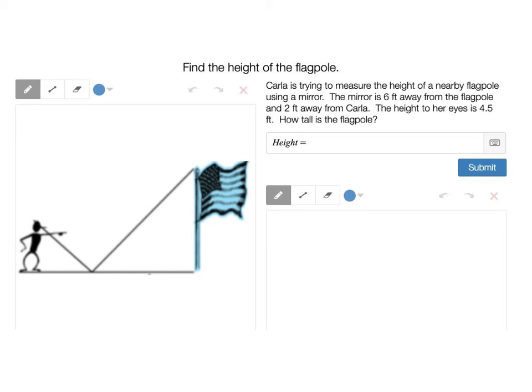Carla's trying to measure the height of a nearby flagpole using a mirror. I can tell you this is the mirror between Carla and the flagpole. The mirror is 6 feet away from the flagpole. Whenever we talk distance, we mean straight to the base of it. So this is 6 feet, and it's 2 feet from Carla. The height to Carla's eyes is 4.5. I want to know how tall the flagpole is, so I'll use H for height.